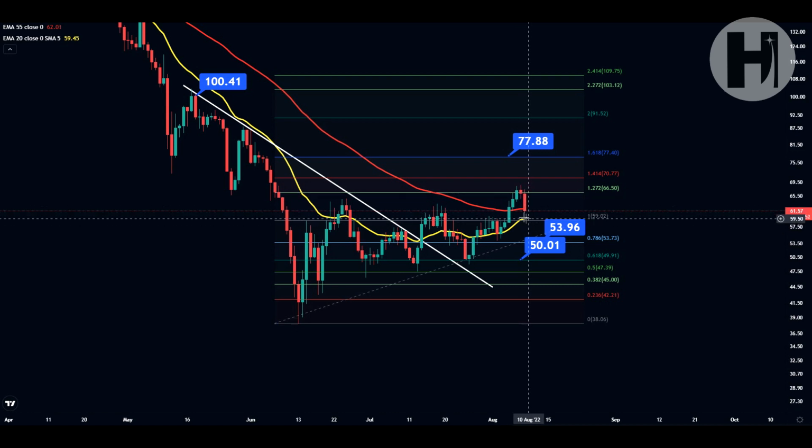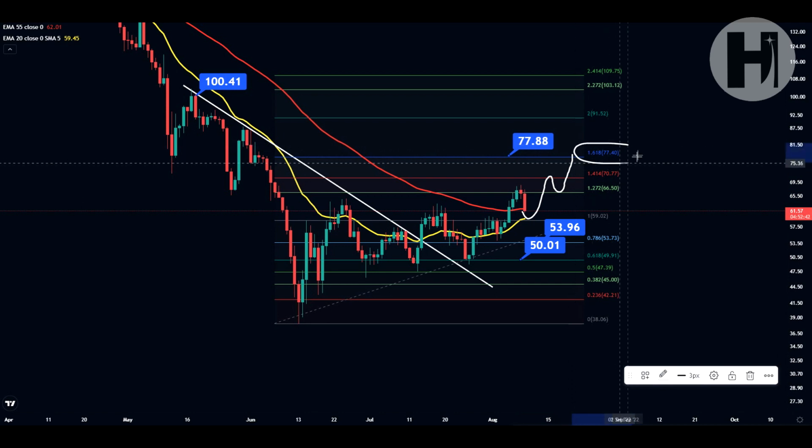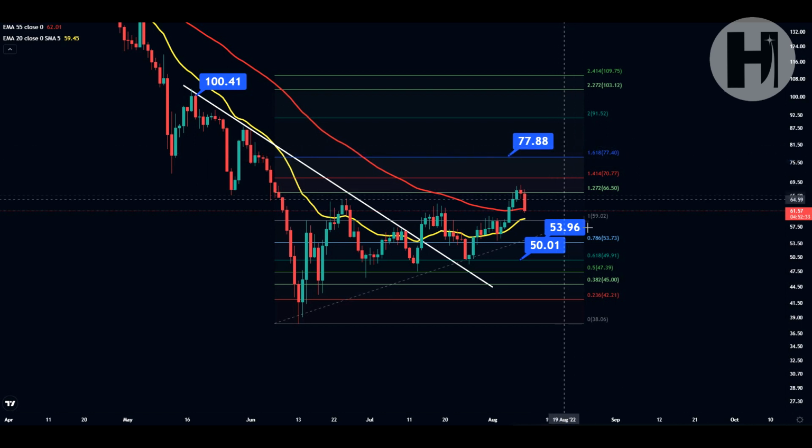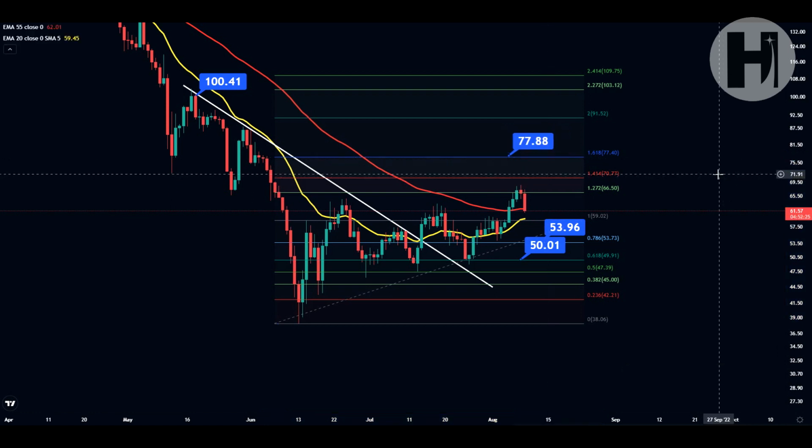But if we manage to bounce from the 20 MA successfully here, and we see a move to the upside, we start breaking through the 1.272, 1.414, eventually we're going to get to the 77 mark here for the Egld token. And after that, this could be a nice place for you to take some profits. If you want to buy from the 20 MA or open a long position, which I don't encourage, I don't do leverage trading at all, that's a nice 30% trade for you.